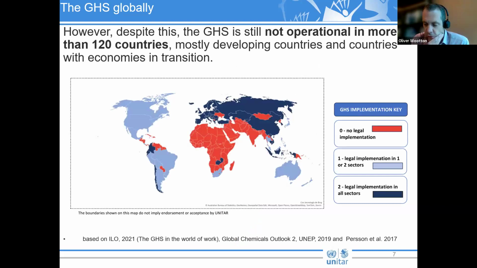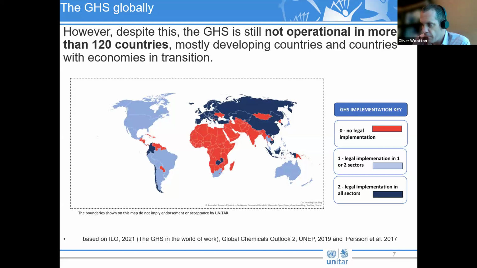We mentioned that 2002 call and the other political backing, but despite this, the GHS is still not operational in more than 120 countries. These are mostly developing countries and countries with economies in transition. So UNITAR, alongside ILO and UNECE, map as best we can. There is no formal reporting mechanism to say you're implementing the GHS. So as best we can, we monitor implementation around the world.